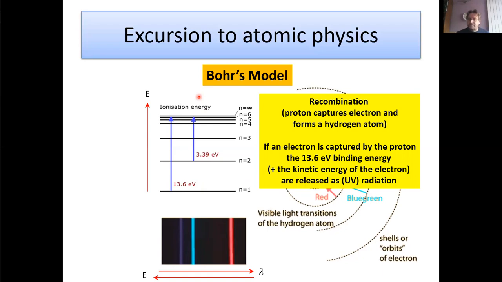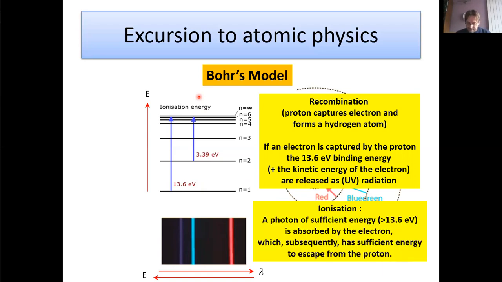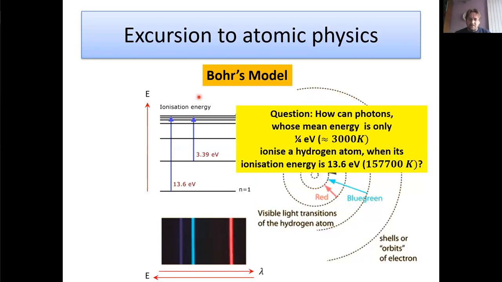So we need UV radiation that is associated with this very high temperatures of 160,000 Kelvin. But we have now only temperatures which correspond to a quarter of an eV. How can this work out?